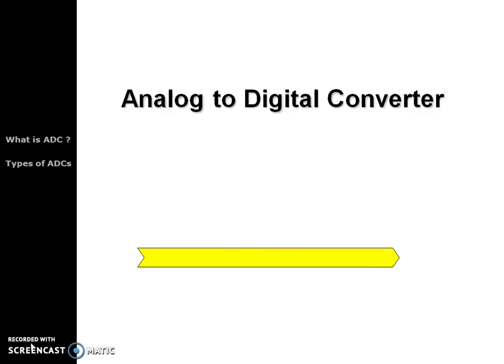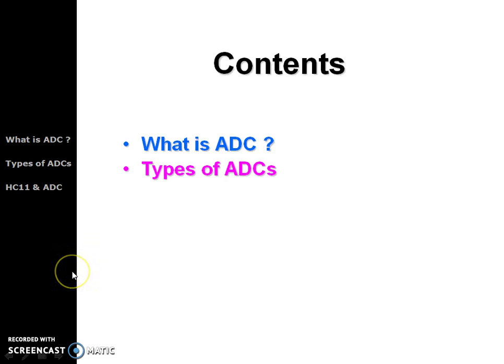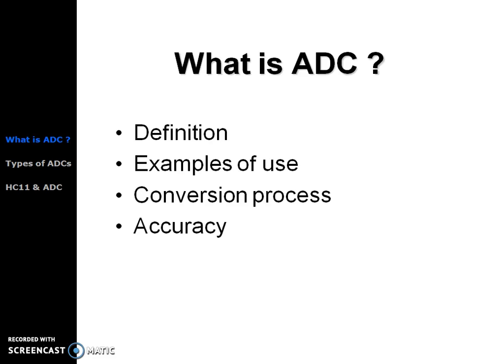Hello everyone. Today we discuss analog and digital converters. Basically, it comes under data converters. The contents are: what is an ADC, what are the different types of ADCs, and we'll see specifically a flash type ADC.